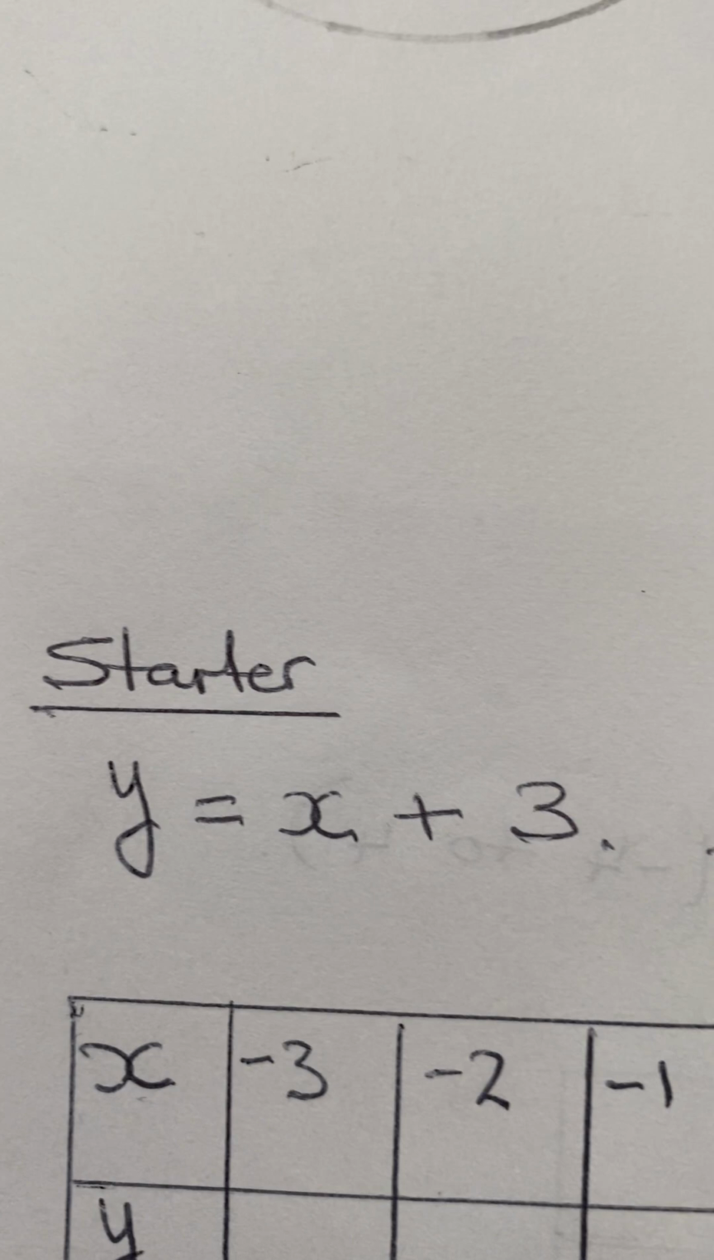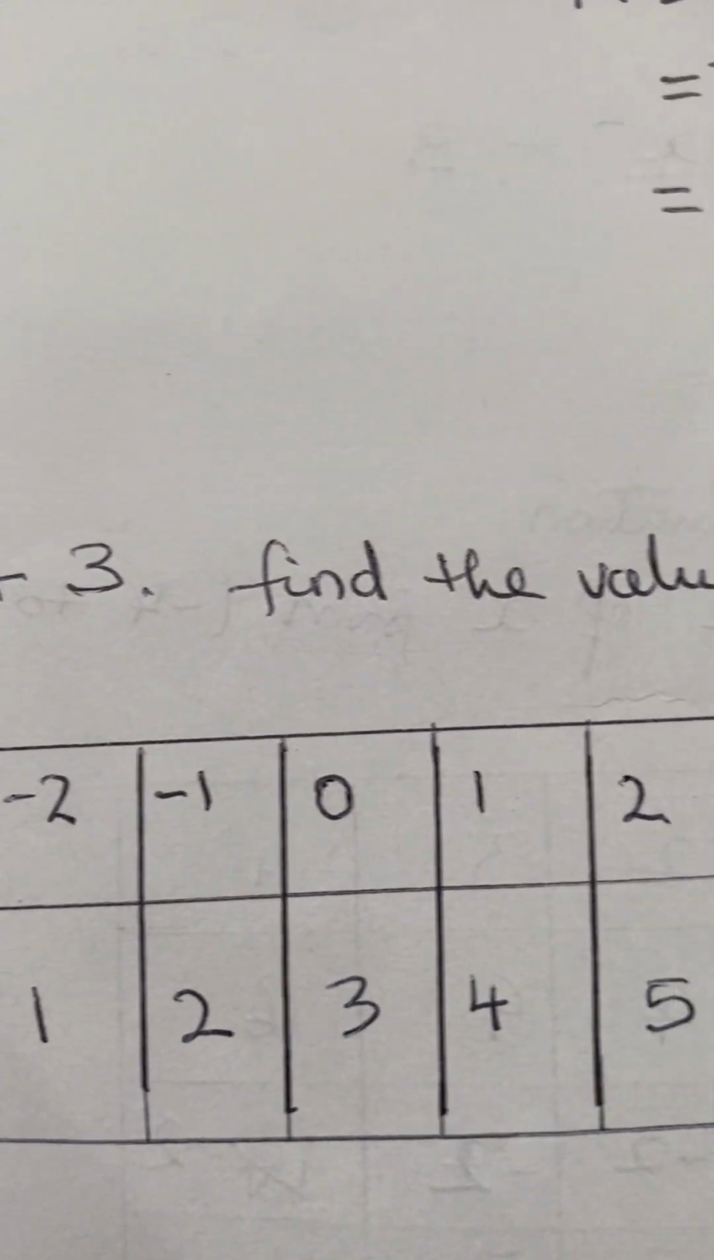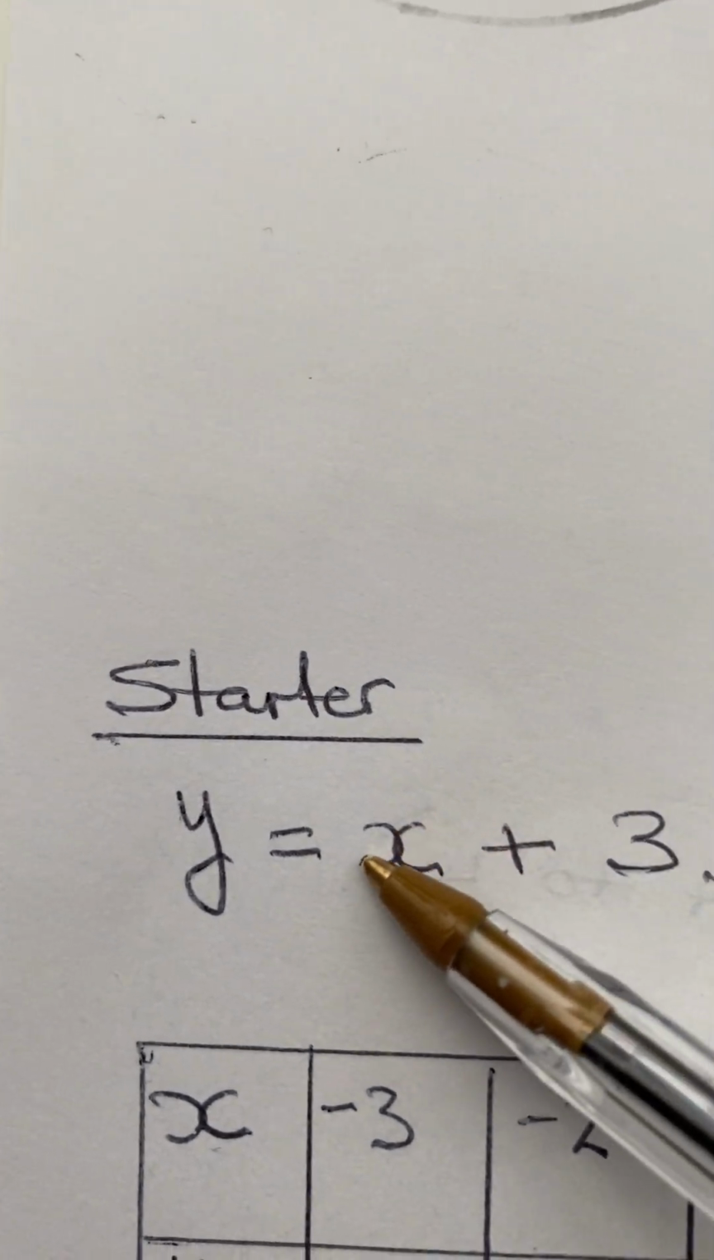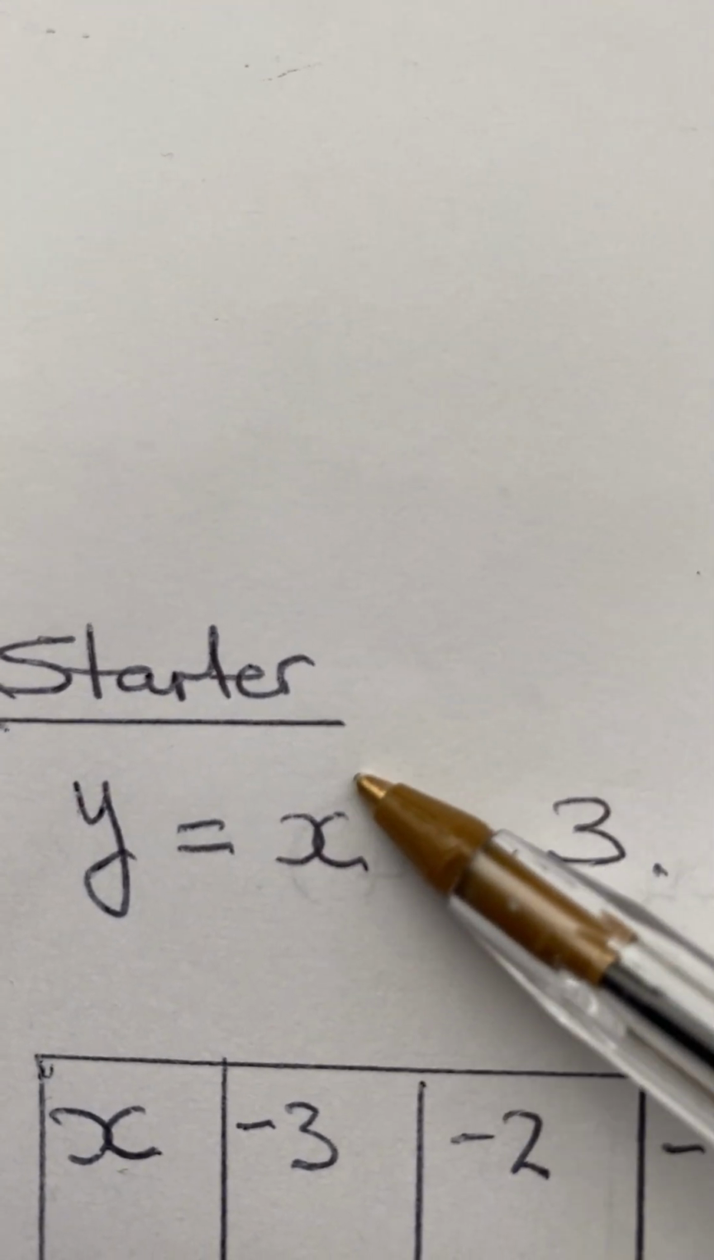So we've done it in table form. And this is a linear graph because x is to the power 1.